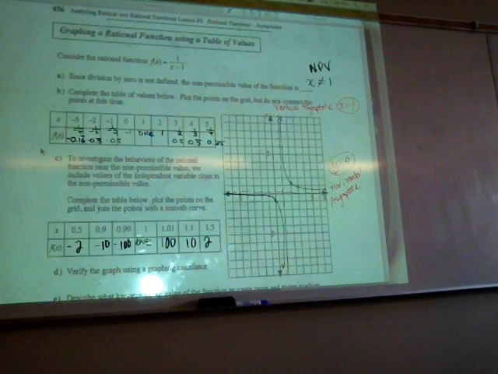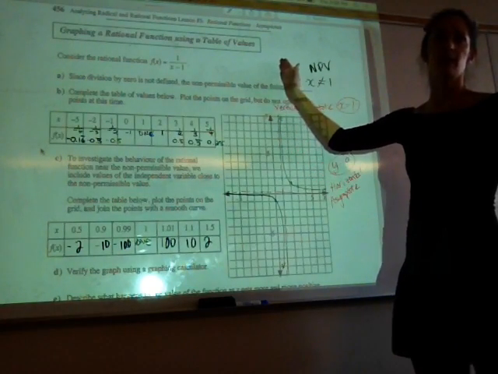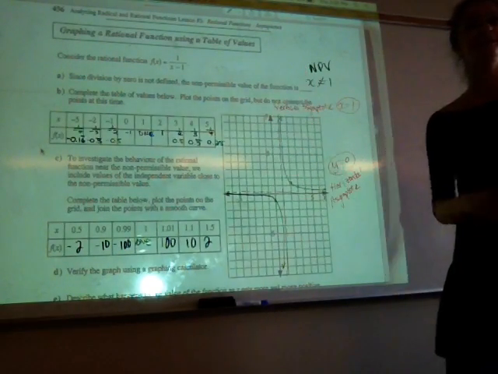And then the final bullet says, as x gets closer and closer to the non-permissible value of 1, this time from the right, the value of the function is approaching positive infinity. So just circle positive infinity.